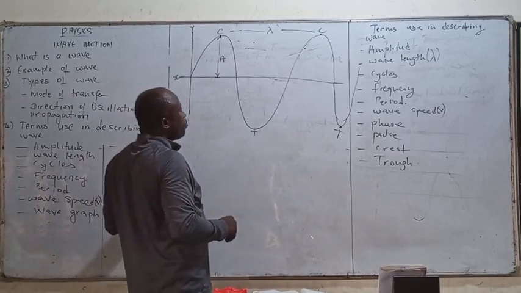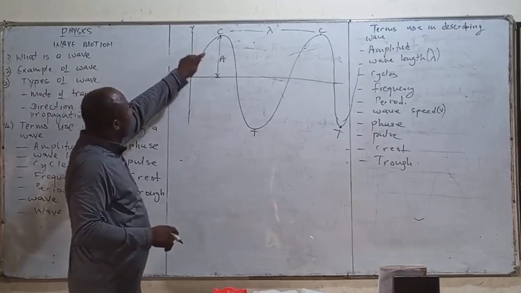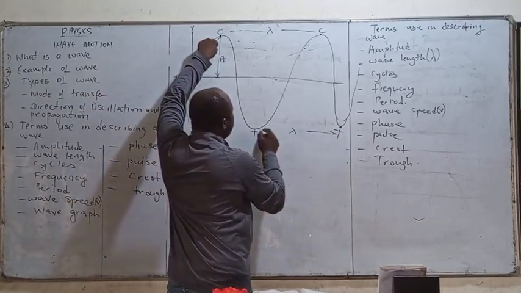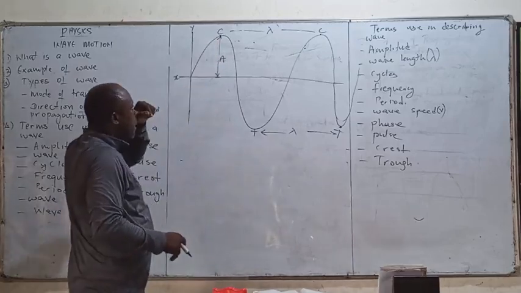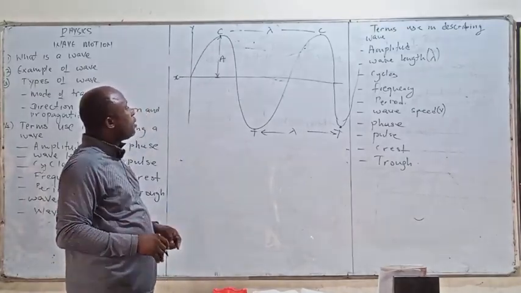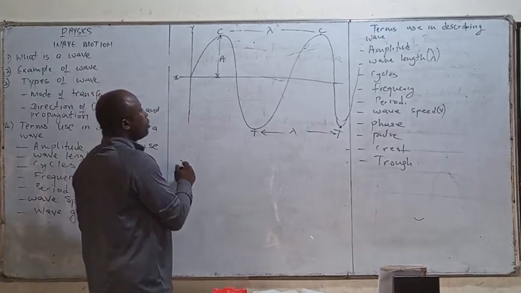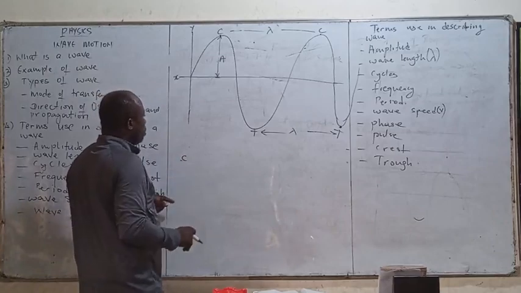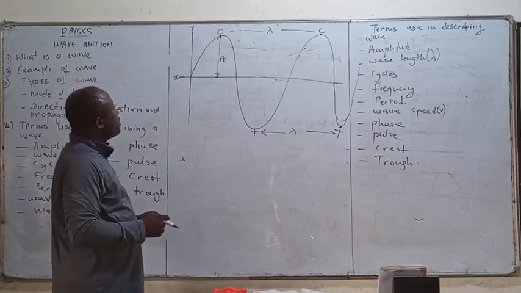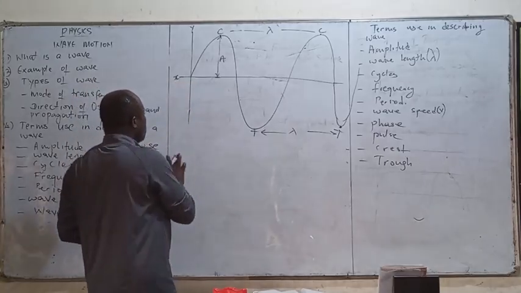Now we look at wavelength. What is wavelength? Wavelength is the distance between successive crests or troughs, and is measured in meter. The SI unit is meter. Again, we look at cycles, or oscillation. A cycle is a complete oscillation.